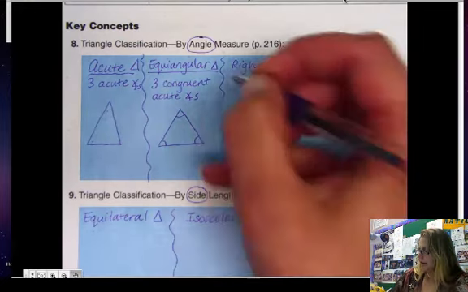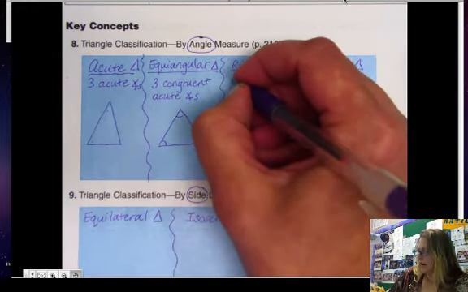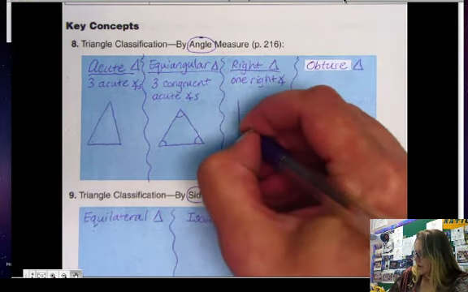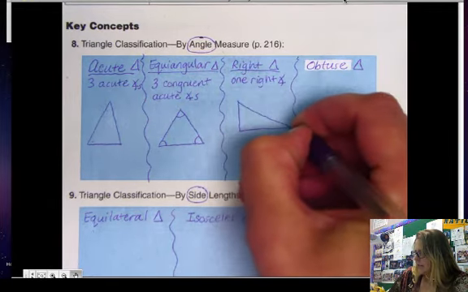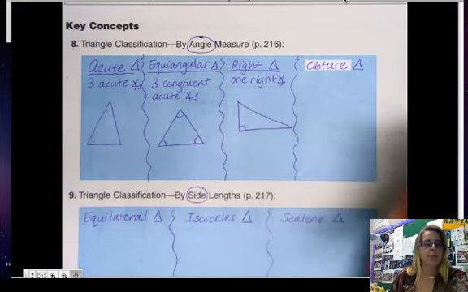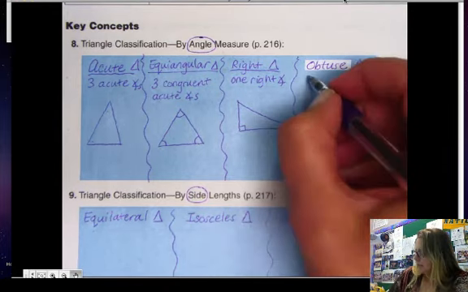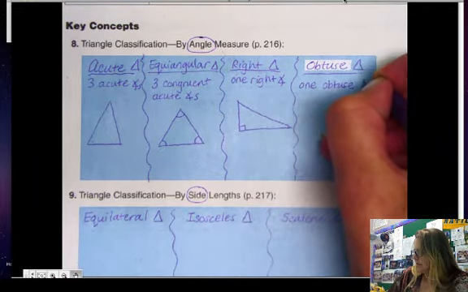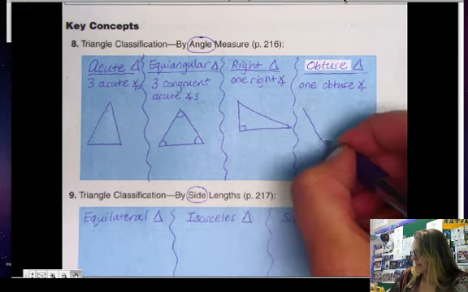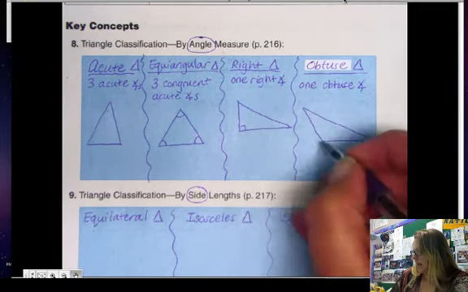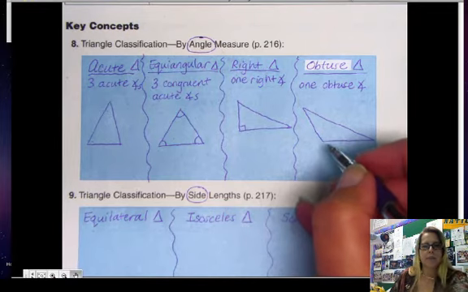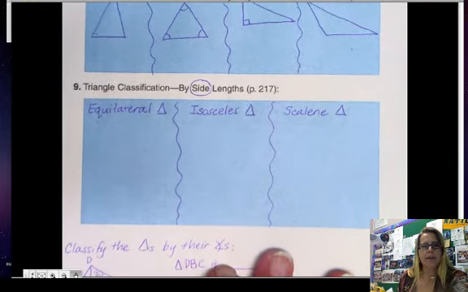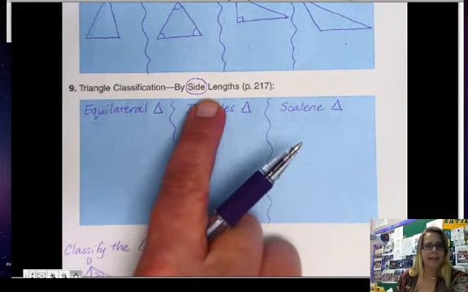A right triangle has 1 right angle. And so a right triangle would look like this, where you have one of the angles you are told is a right angle. And an obtuse triangle has 1 obtuse angle. So that might look like this, where you have this angle here is greater than 90 degrees, but of course less than 180. Okay, so now we're going to try to do some triangle classification by side lengths.